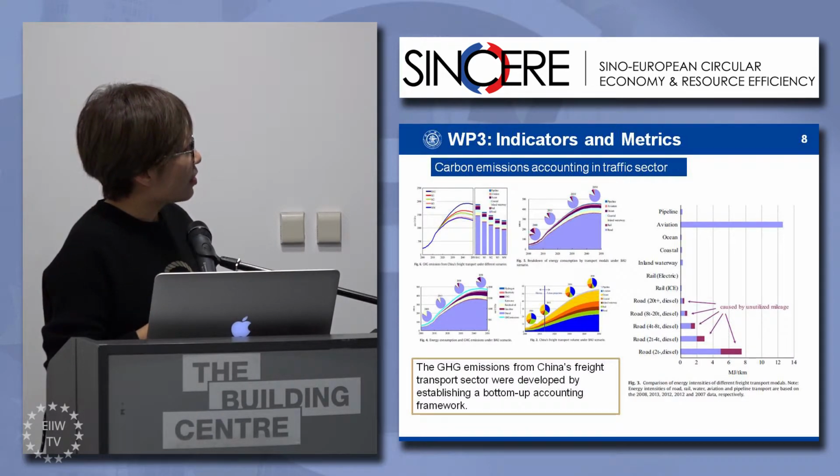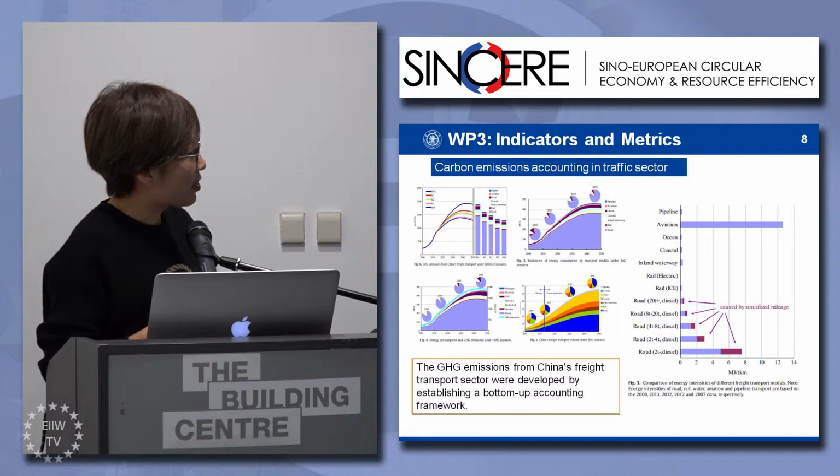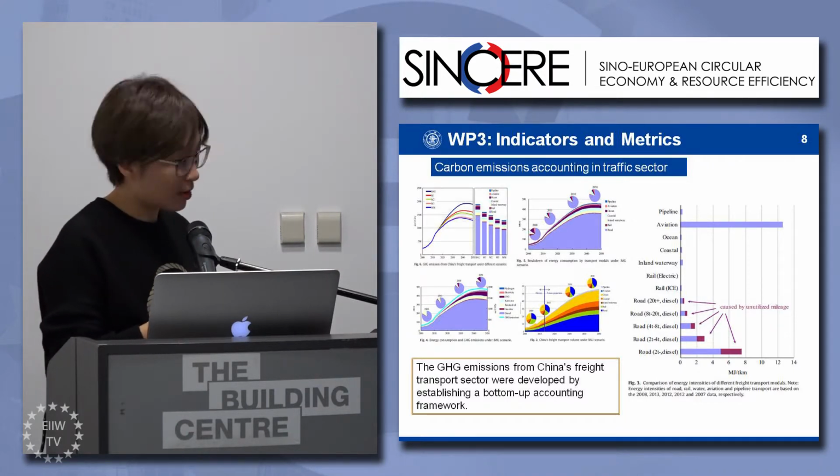If you look at the carbon emissions in the traffic sector, they look at the different emissions. The largest one is road, and then the trails and rails.